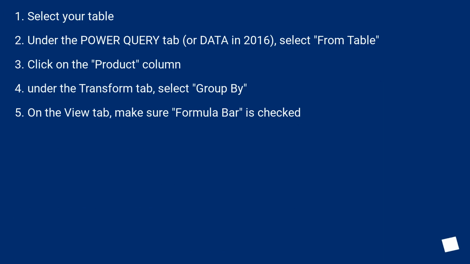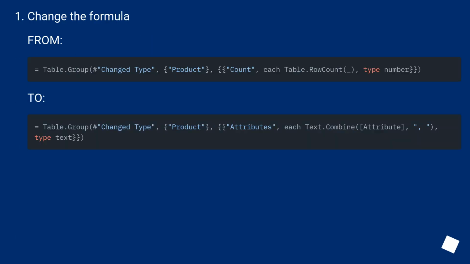Click on the Product column. Under the Transform tab, select Group By. On the View tab, make sure Formula Bar is checked. Change the formula from this to this.